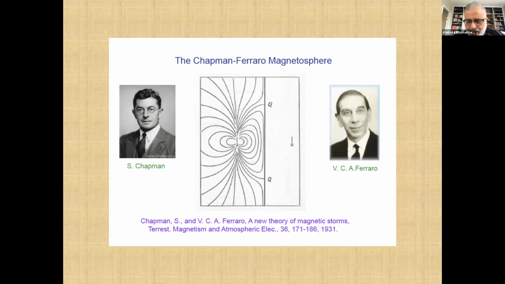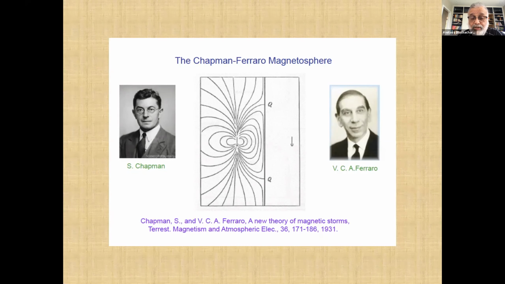I noticed that in the activities that Dana did with you, he covered this quite a lot. And so I am glad in a way, and I can go through this a little bit faster and hope that you will actually stop me if you have questions. The whole Chapman-Ferraro magnetosphere was a very major conceptual breakthrough, and it was taken from this classic paper of Chapman and Ferraro trying to give a theory of magnetic storms.